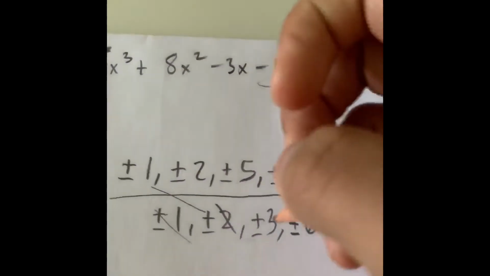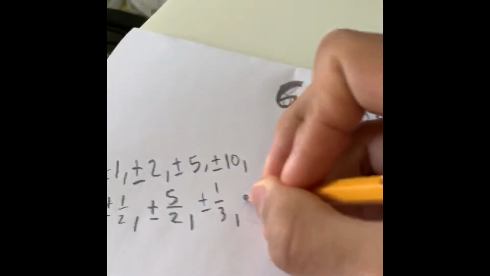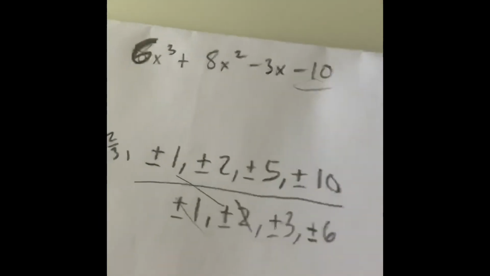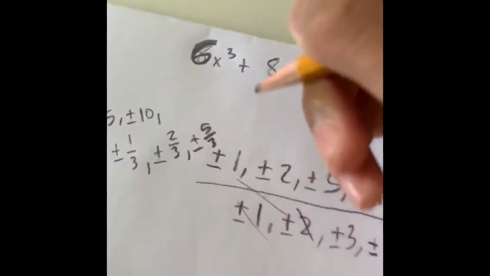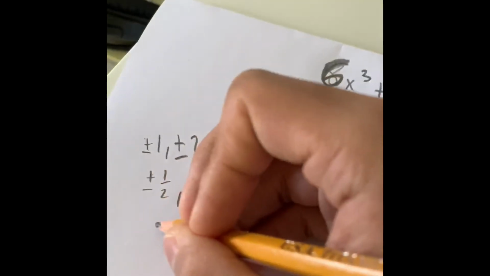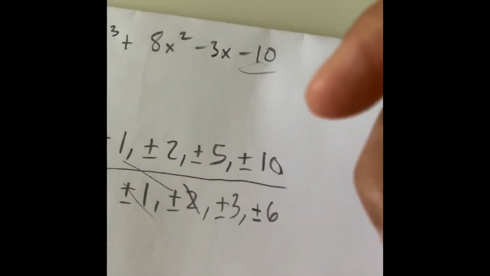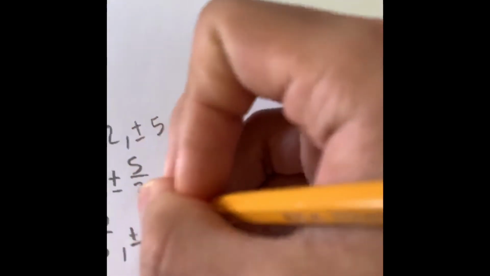Going on to plus or minus 3. 1 divided by 3 is plus or minus 1/3. 2 over 3 is plus or minus 2/3. I think you get the gist of it. 5 over 3, plus or minus 5/3, and then 10 over 3, plus or minus 10/3. If they repeat, you don't add them again. If it's a new one, you add it. And then we have plus or minus 6: 1 over 6, plus or minus 1/6. It's a lot of factors. I mean, that's just how it is.